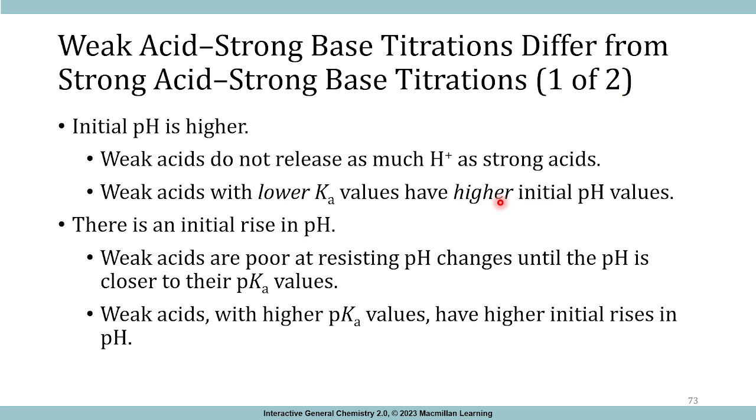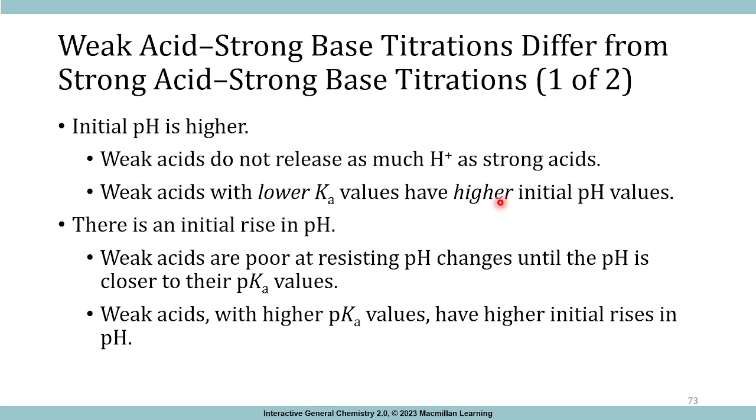All right, so the initial pH is higher. Your weak acids do not release as much H plus as strong acid, of course. Your weak acids with lower Ka values will have a higher initial pH value. Because remember, Ka, the lower the value, the weaker the acid, right? The smaller the value, the weaker the acid, meaning less H plus.